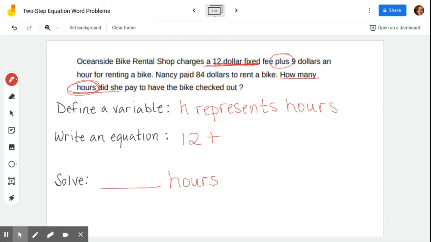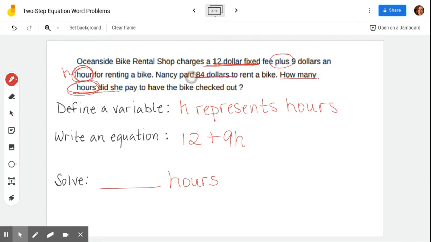Then I need to ask myself, what am I adding on? It says $9 an hour. Well, wait a minute. There's that thing I'm solving for, right? There's that thing I'm missing. So that is where my variable goes. $9 an hour means $9 every time an hour goes by. $9 times the number of hours. So I show that with 9 times H.